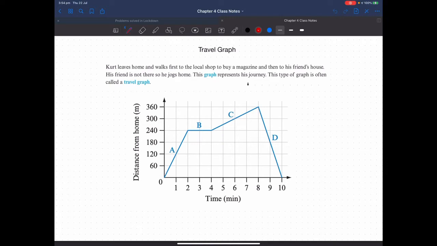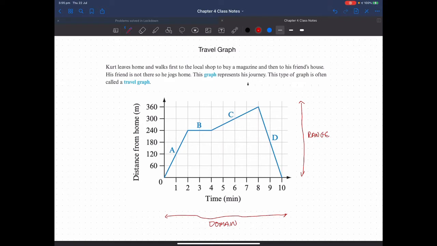Looking at the horizontal axis where we have time, we often call the values that we use there, the horizontal values, the domain of the graph. So the domain in this case is those values in time in minutes. The vertical values we call range. So the vertical range here is the distance from home in meters.